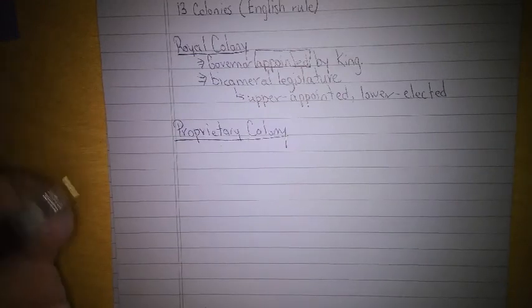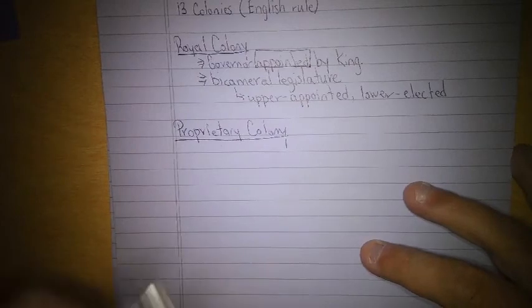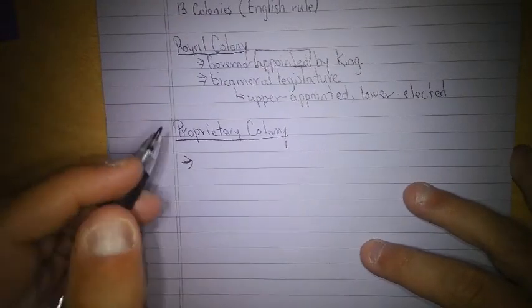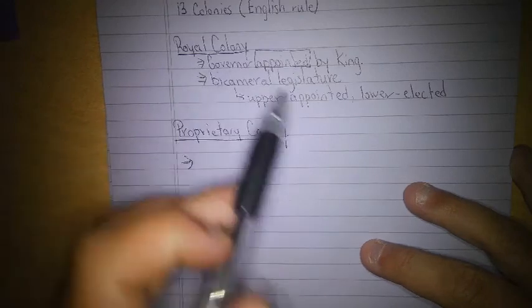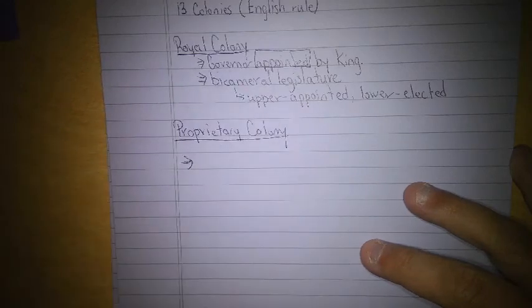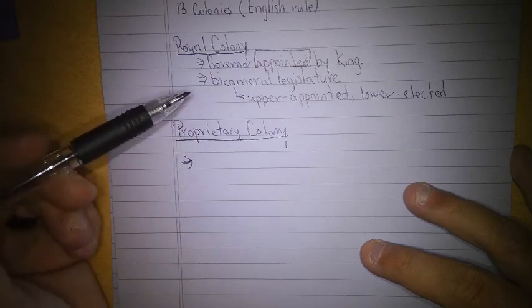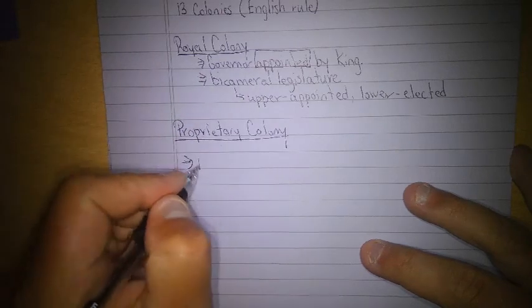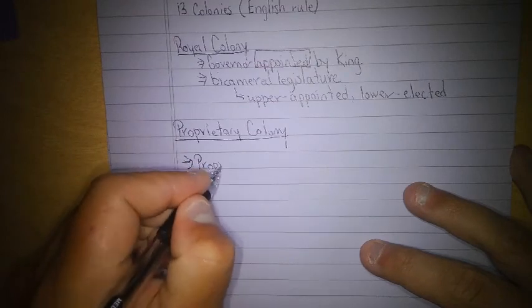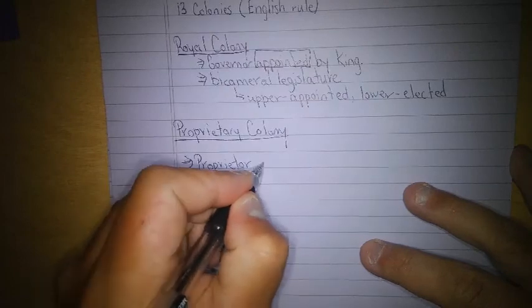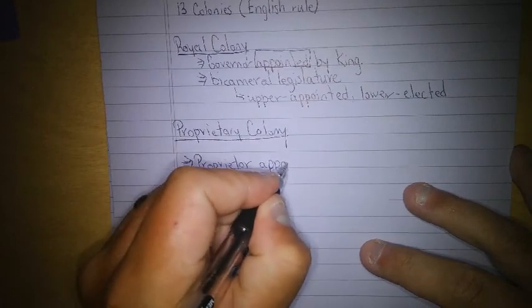You guys with me? So, underneath proprietor, we're simply going to change one word from the top, and it's going to be very similar. Instead of the governor being appointed by a king, like it was in a royal colony, who gets to appoint the governor in a proprietary colony? The proprietor. So, the person who owns all the land, or the majority of the land, gets to appoint a governor.